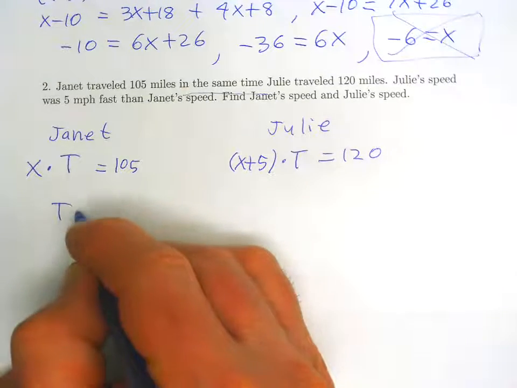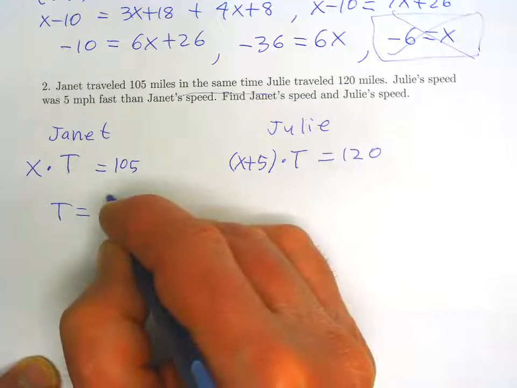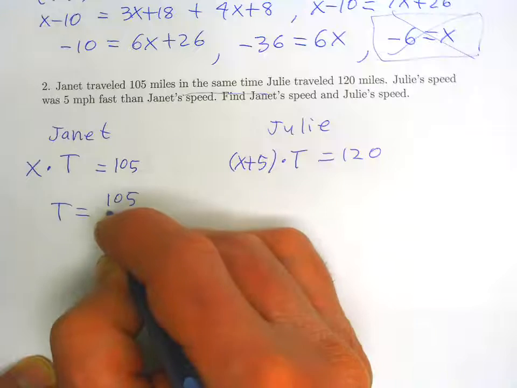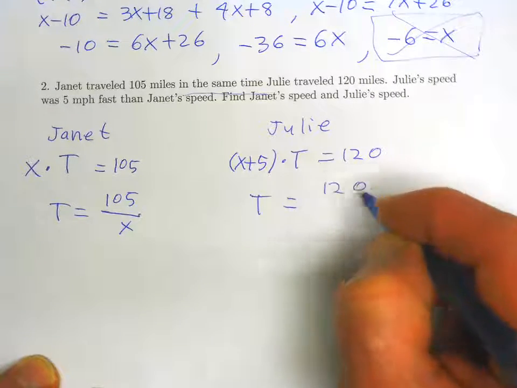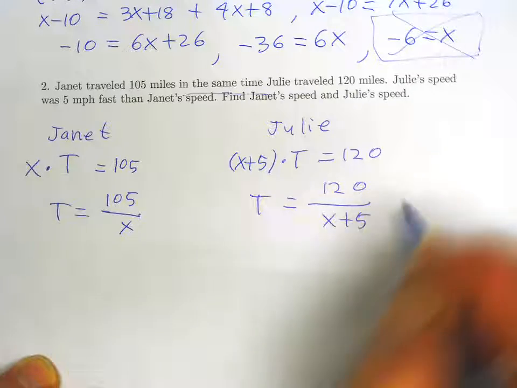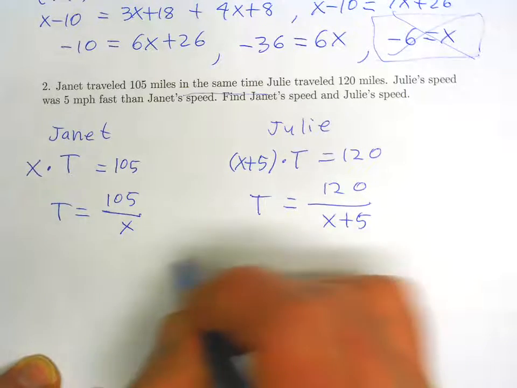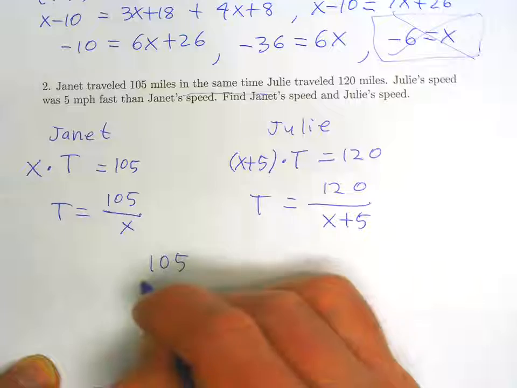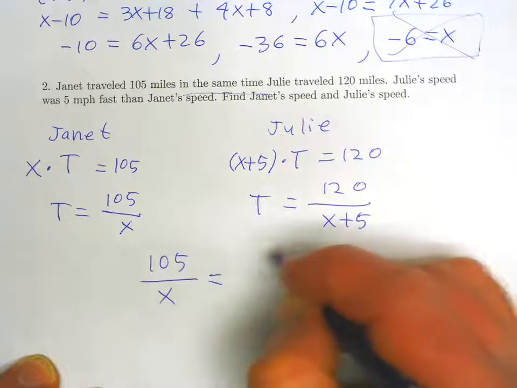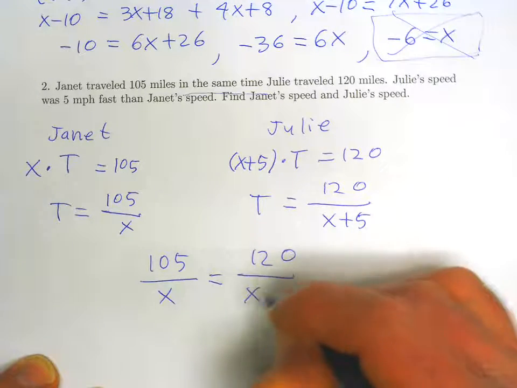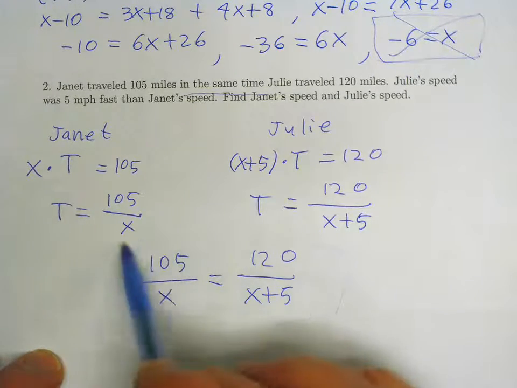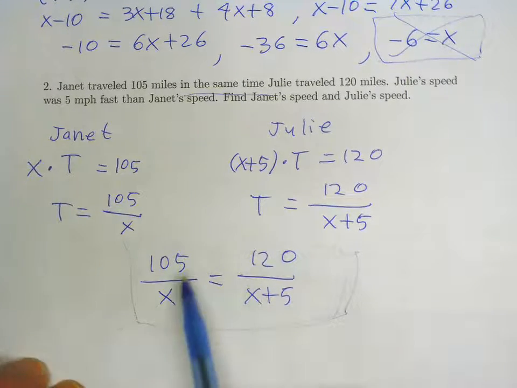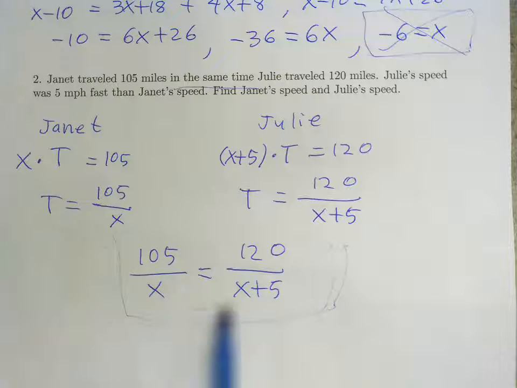So if we solve for t, time for Janet is 105 divided by x. Time for Julie is 120 divided by x plus 5. And then the times are the same, so the equation to solve is 105 over x equals 120 over x plus 5. Okay, we're now out of time, but apply what you know on how to solve equations with rational expressions with this one.